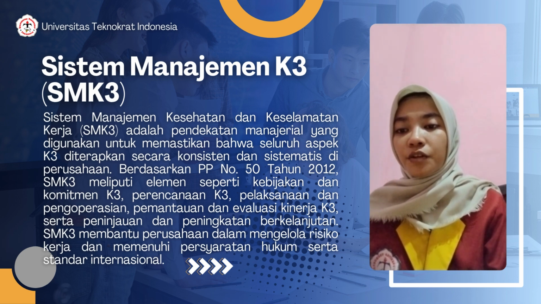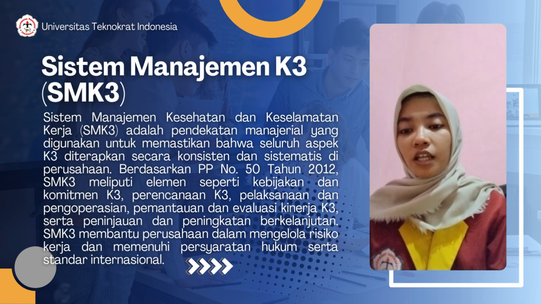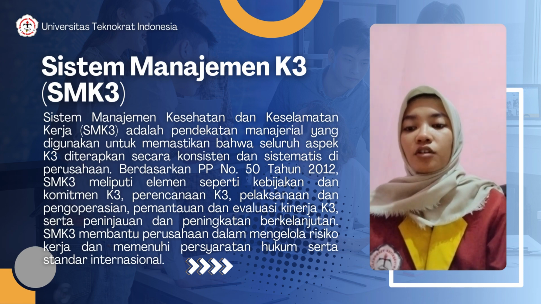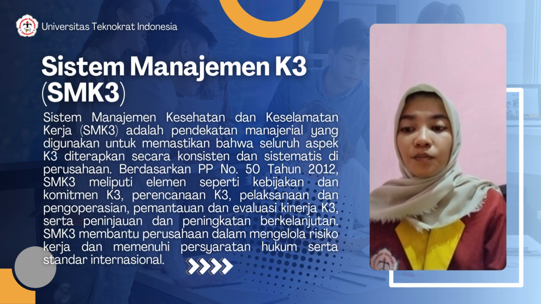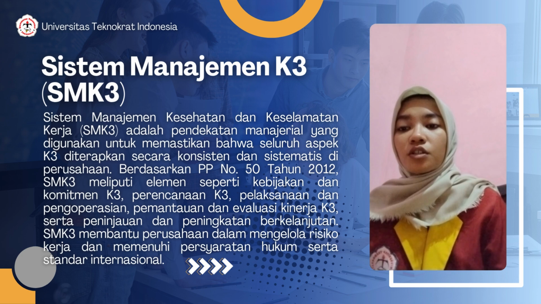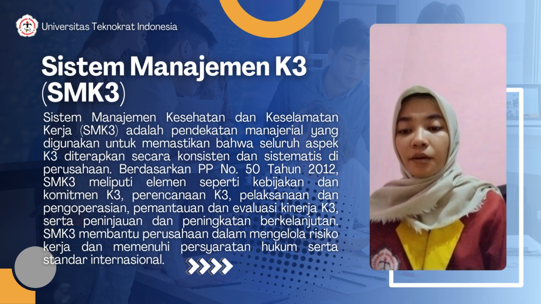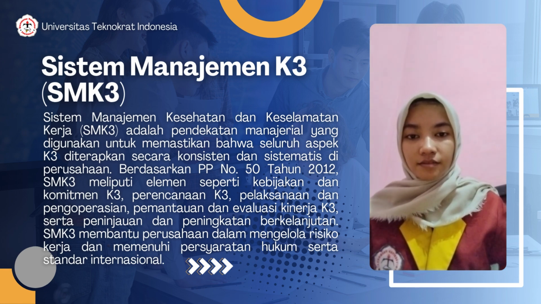Occupational health and safety management system include elements such as OHS policy and commitments, OHS planning, implementation and operation, monitoring and evaluation of OHS performance, and continuous review and improvement. Occupational health and safety management system help companies manage work risk and meet legal requirements and international standards.